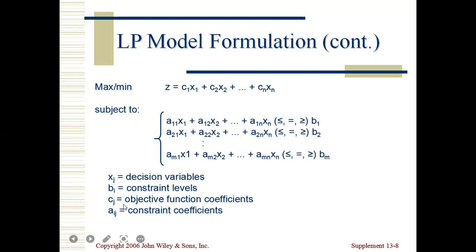So cj is the objective function coefficient, which is the cost also. aij is the constraint coefficient. You have to remember this. This is the general form of the linear programming problem.